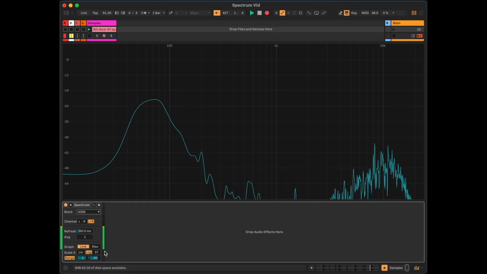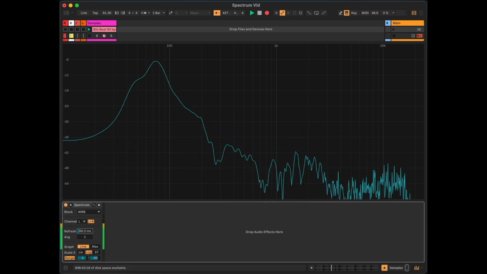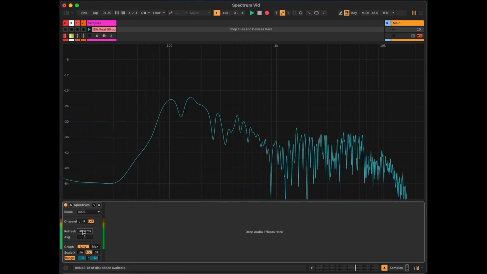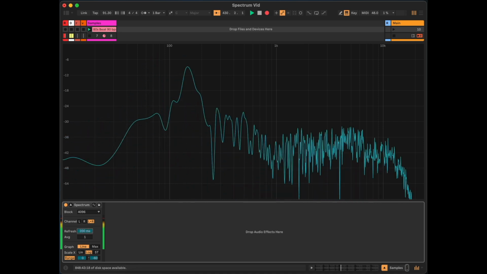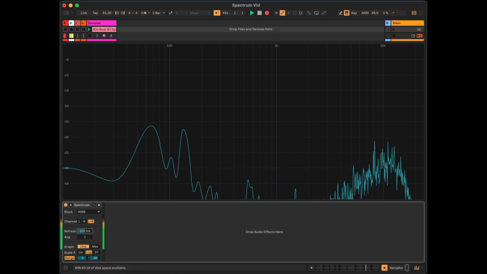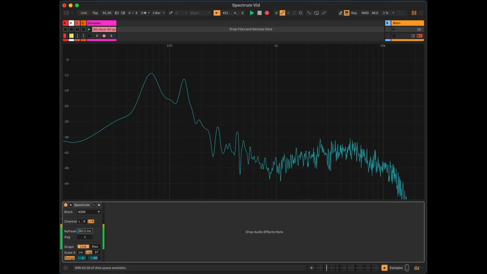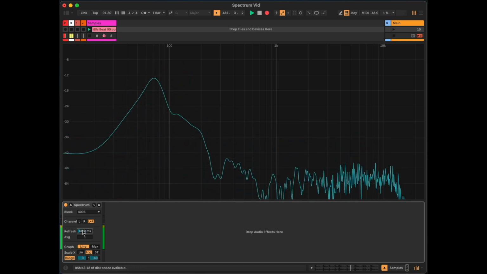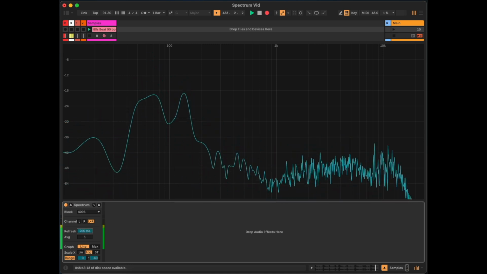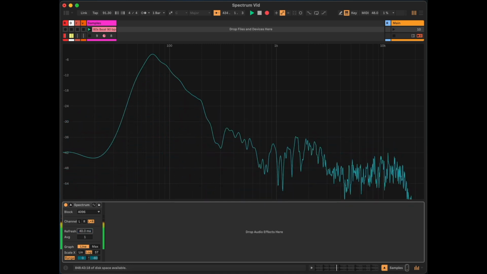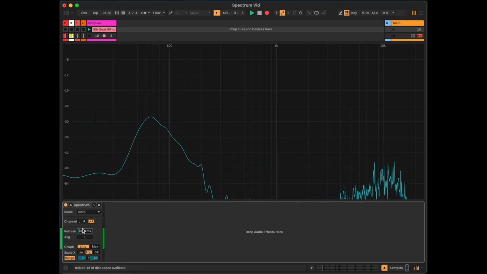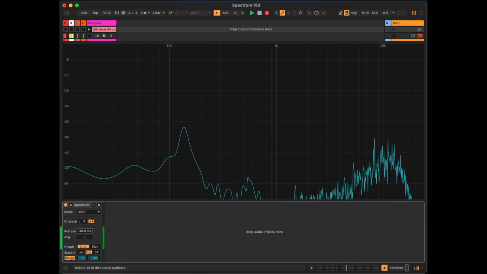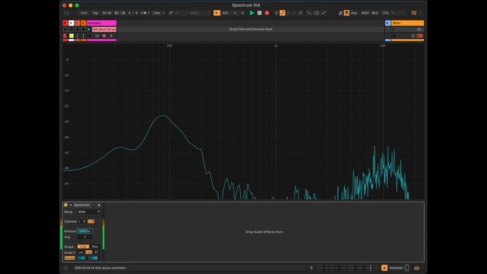The refresh slider determines how often Spectrum should perform an analysis of the frequency content. That is, how often it is analyzing the incoming audio. As with the block parameter, this allows for a trade-off between accuracy and CPU load. A fast response time is more accurate, but also more CPU intensive.